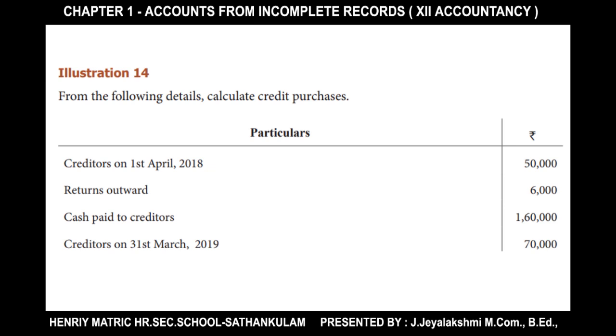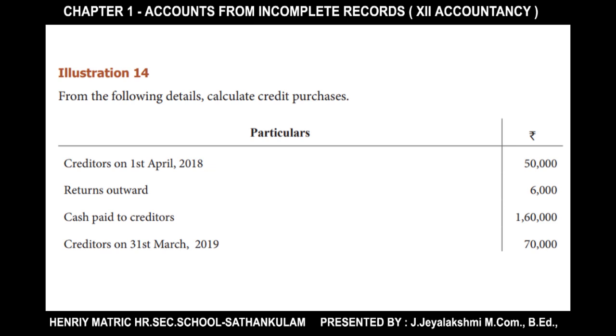Because the business concern cannot have all transactions in cash. If a larger concern takes into account only cash transactions, they cannot run the business. So every businessman has both cash and credit. Now from this illustration, we are going to find out the credit purchase, nothing but how much they have purchased without giving money.